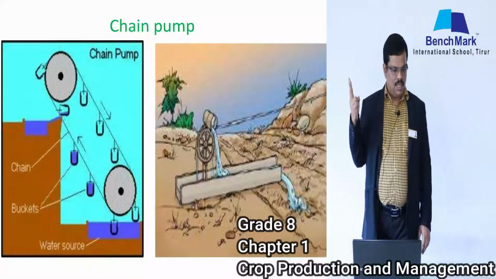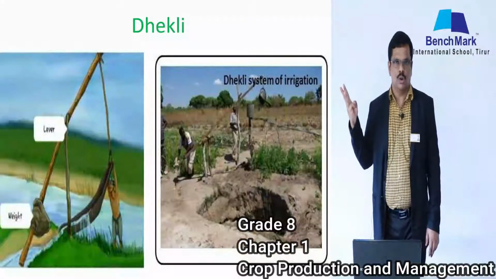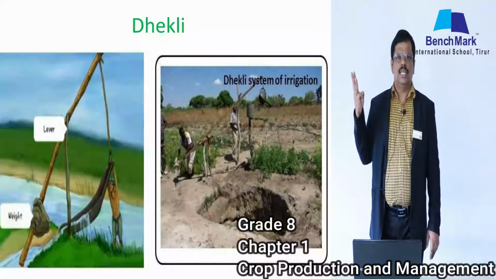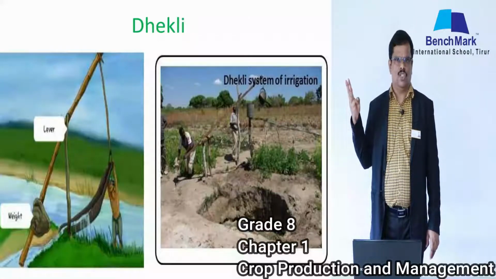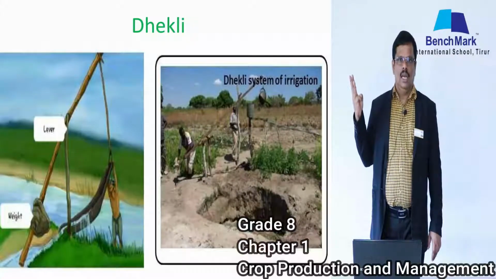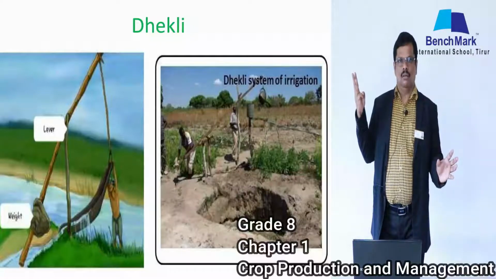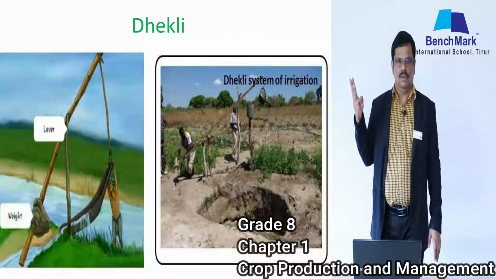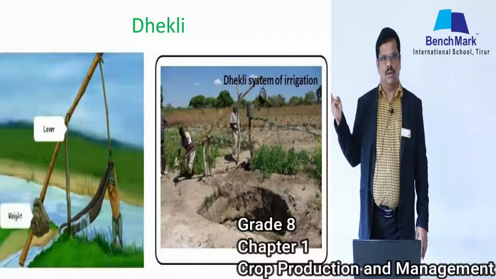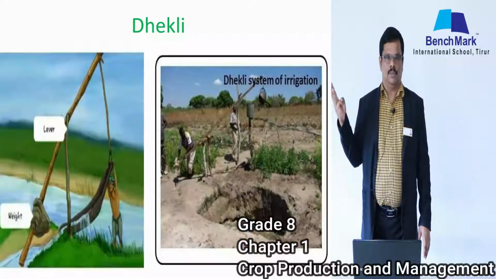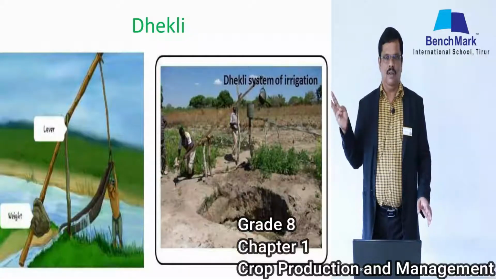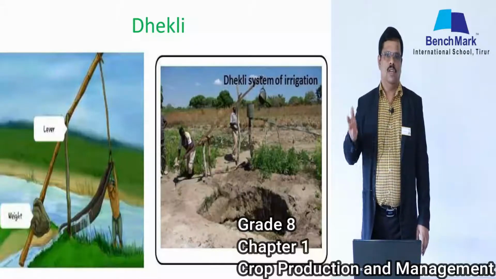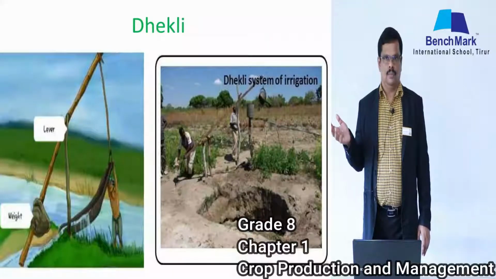Okay, then comes dhekli. Dhekli is also a traditional method which is followed or was followed. In some of the remote areas, it's still followed, I guess. Look at it. To one end, a weight is hanged. In the middle, there is a lever. And on the other side, a bucket in which we collect water. So this lever and the weight work in such a mechanism, and it withdraws water from the well.